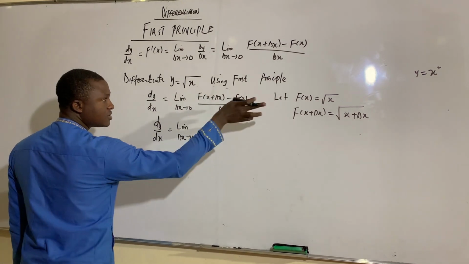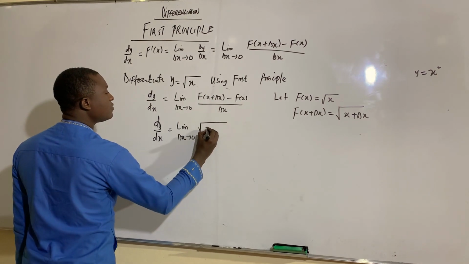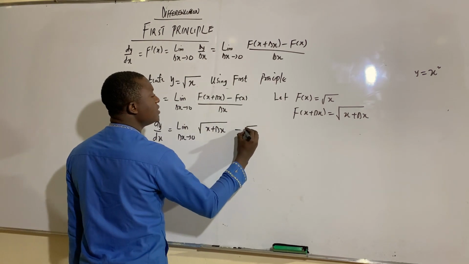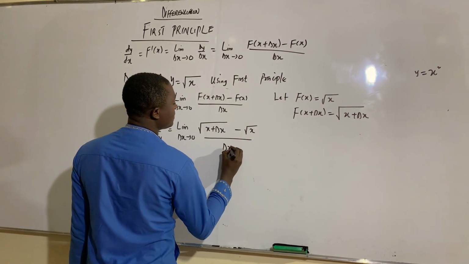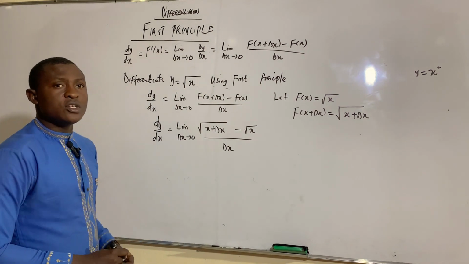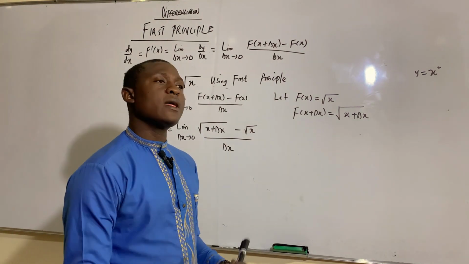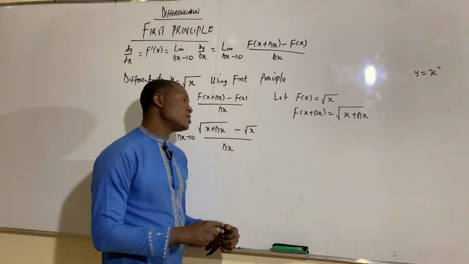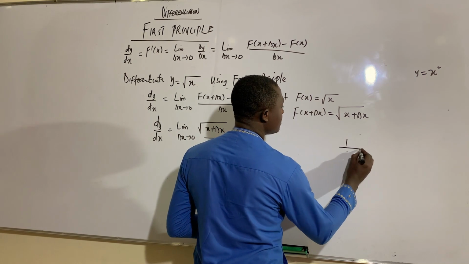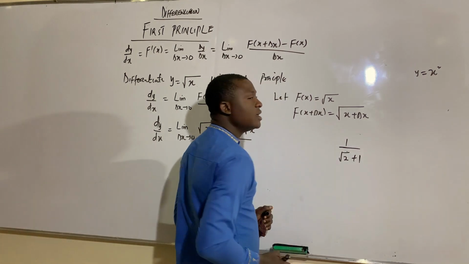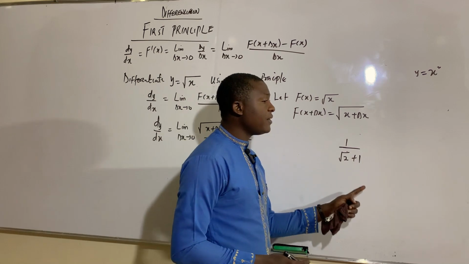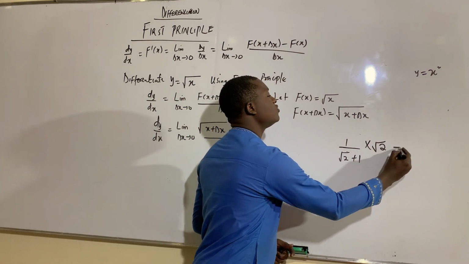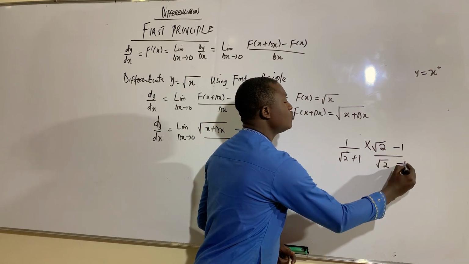So instead of writing this, I will replace it with that one, that is root of x plus change in x minus root of x, all divided by change in x. In this one, we call it rationalization of surds. If you are rationalizing a surd, if I have something like root of 2 plus 1, if I want to rationalize it, the sign is going to become negative: root of 2 minus 1.